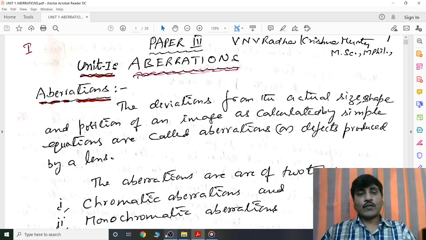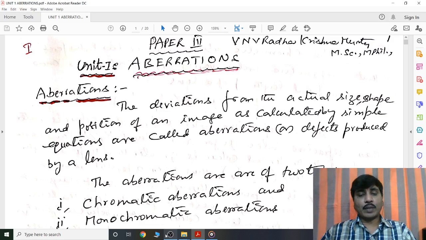Aberration means the defects of images formed by lenses. Lenses are used in optical instruments like telescope, spectrometer, microscope, binocular, camera, spectacles, etc. The defects of images formed by lenses are called aberrations. Aberrations may be defined as the deviations from the actual size, shape and position of an image as calculated by the simple equations, called aberrations or defects produced by a lens.